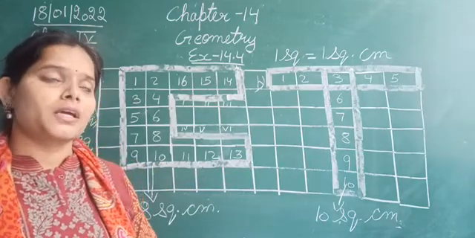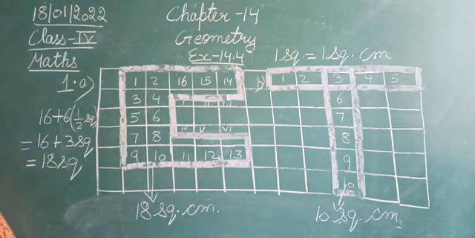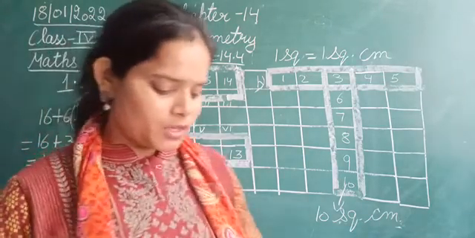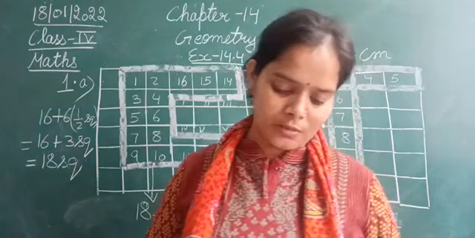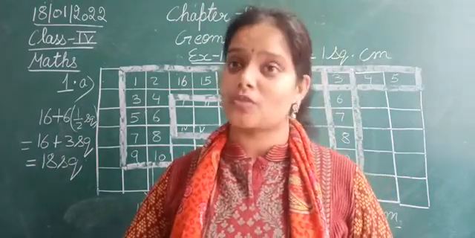Got it? Okay. So this is how we are going to find out the area of the other figures, that is C, D and E as well. So C, D and E, try to do by yourself.